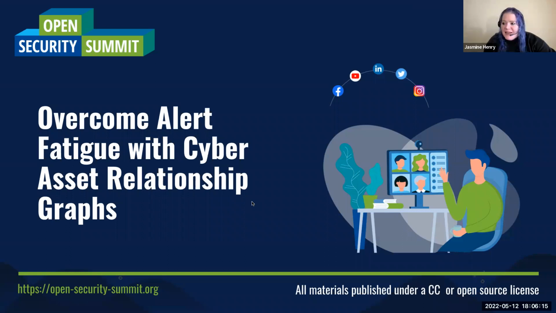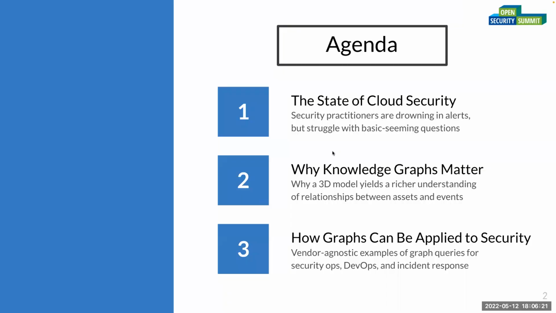I'm going to be talking about how to overcome alert fatigue with cyber asset relationship graphs. This is meant to be an interactive discussion. I've essentially split this into three parts. In the first, I'm going to look at why there is potentially a case for graphs in the work that we're doing, since the work within organizations is very hard, it's very overwhelming, and I think there's room for improvement there.